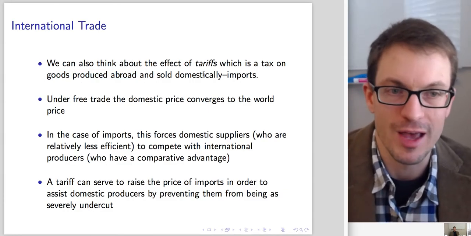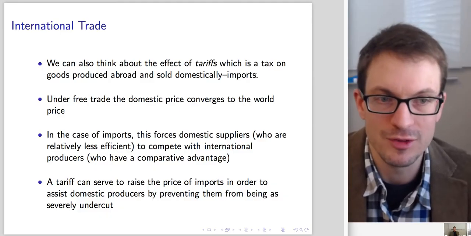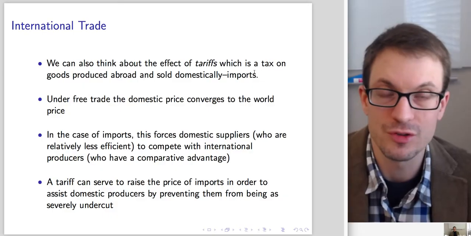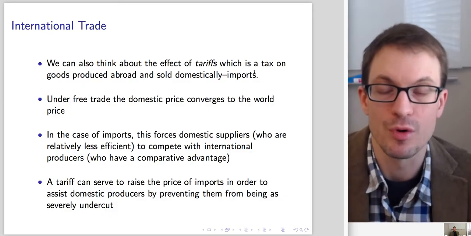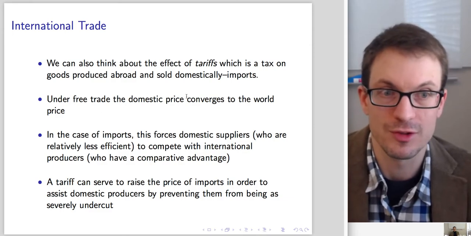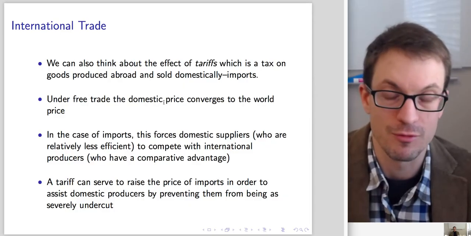Right? So an important thing to keep in mind, don't make a mistake here. When we're analyzing the effect of a tariff, the tariff is a tax on imports. It's not a tax on all units consumed. It's just a tax on the imported goods. The goal, from the perspective of domestic firms, is to level the playing field and to take away the comparative advantage from foreigners.